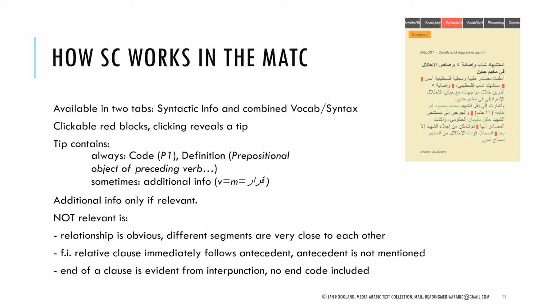I only provide information about the structure of a sentence if I think it is necessary, because otherwise you might have difficulty in understanding the sentence. An example of this irrelevant information could be a relative clause that immediately follows its antecedent. In that case, the relationship is totally obvious, and there is no reason to explicitly mention the antecedent in the tip about the relative clause.